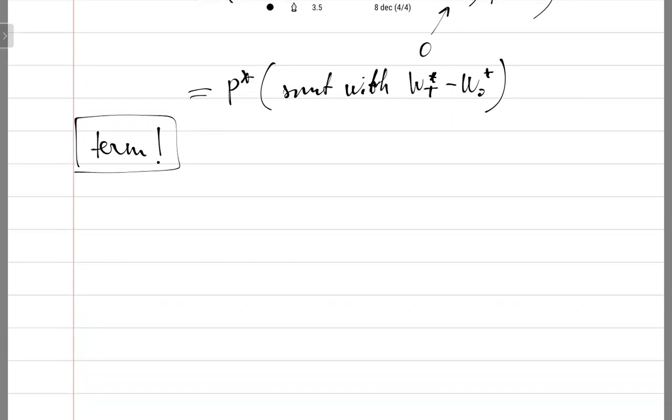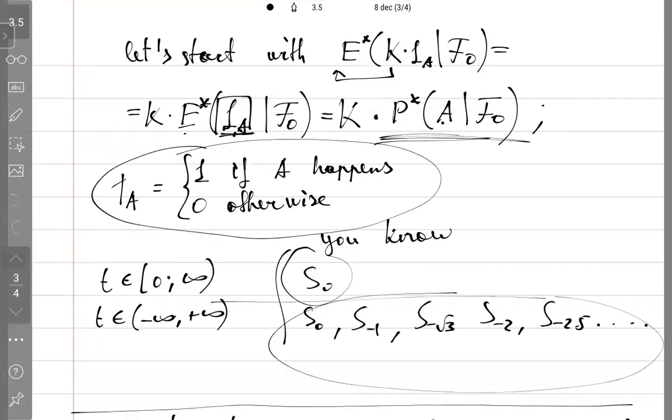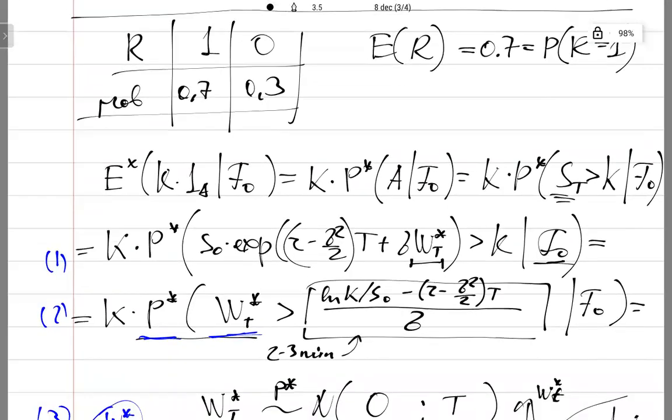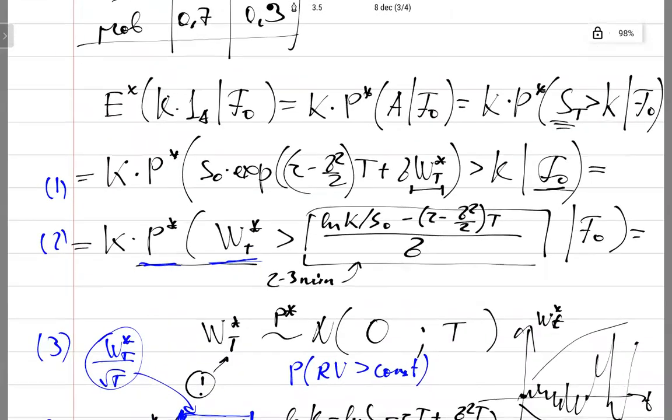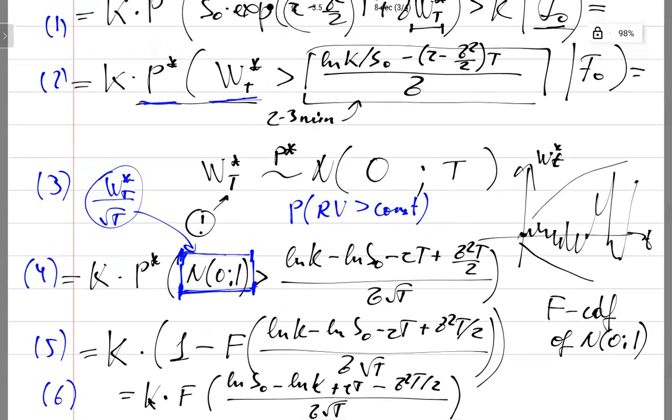Let's call this constant, to simplify. I don't care, let's call it D.